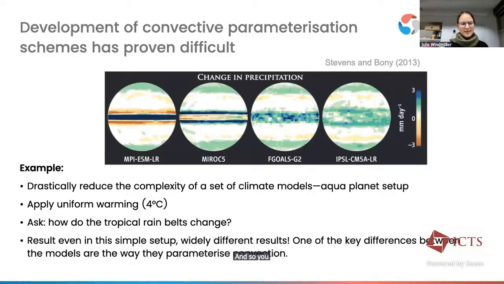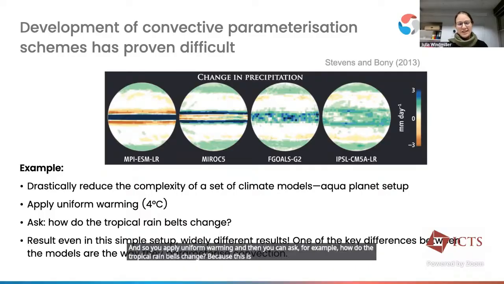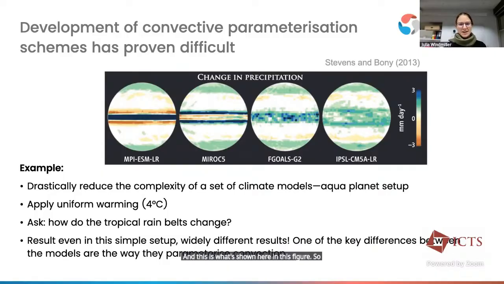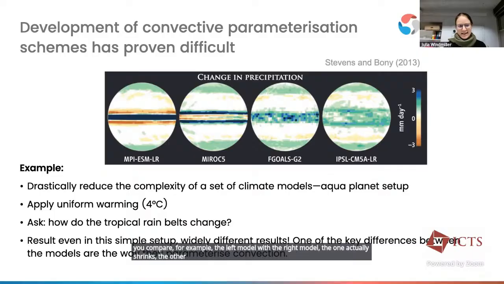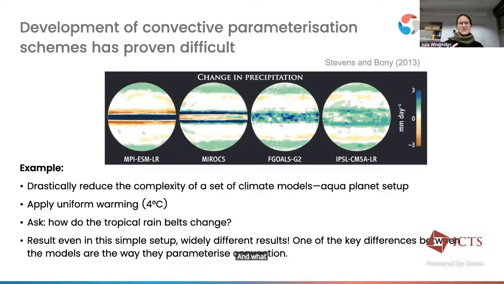So you apply uniform warming, and then you can ask, for example, how do the tropical rain belts change? Because this is, of course, something you're really interested in. And this is what's shown here in this figure. So how does the precipitation change if you apply a uniform warming to the set of aquaplanet simulations? And what you can see immediately is that the changes in precipitation are hugely different. If you compare, for example, the left model with the right model, the one actually shrinks, the other one widens. And what that means is that even in their simplest setup, these models do not agree.